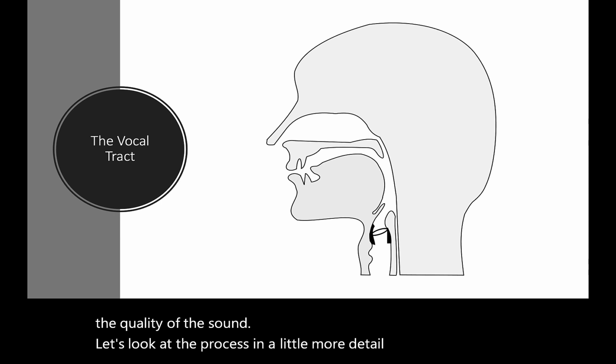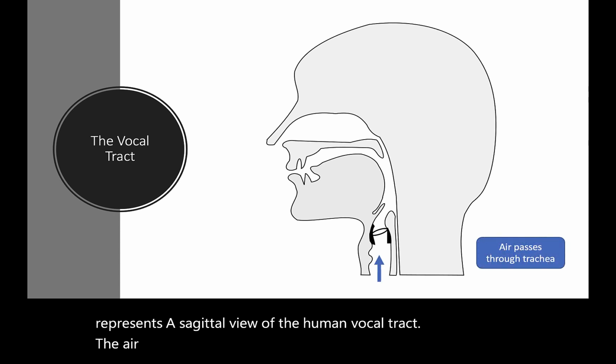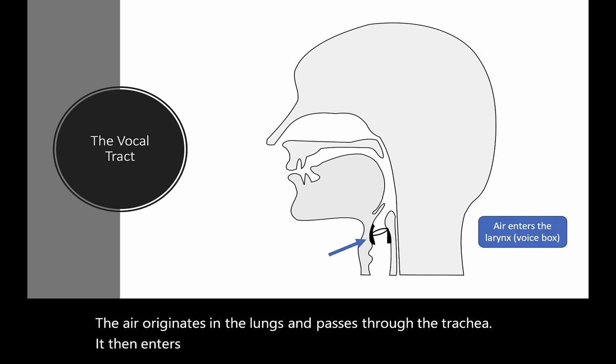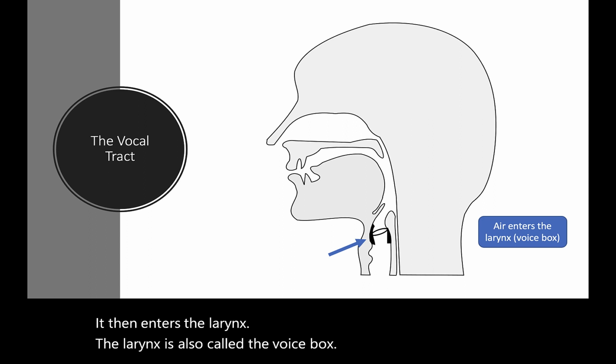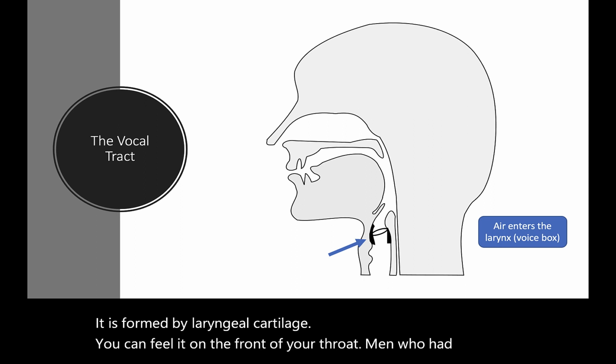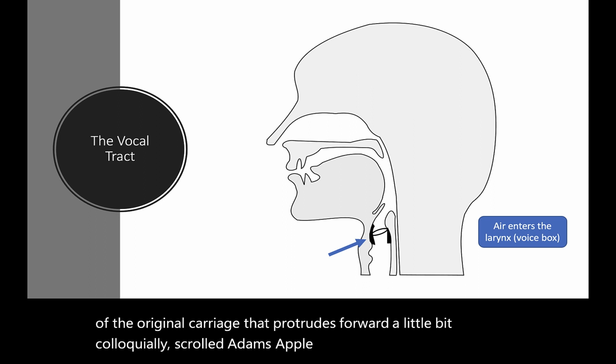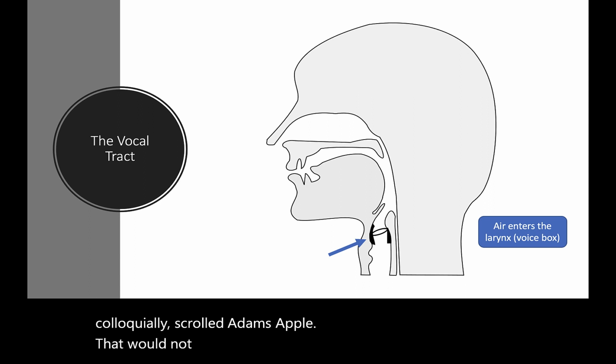This diagram represents a sagittal view of a human vocal tract. The air originates in the lungs and passes through the trachea. It then enters the larynx. The larynx is also called the voice box. It is formed by laryngeal cartilage. You can feel it on the front of your throat. Men will have the top of the laryngeal cartilage protrude forward a little bit. Colloquially, it's called Adam's apple. In women, it protrudes less or not at all, but it is still there.